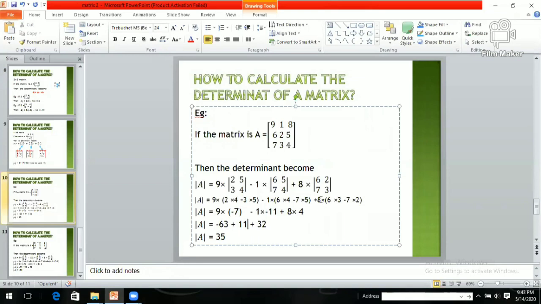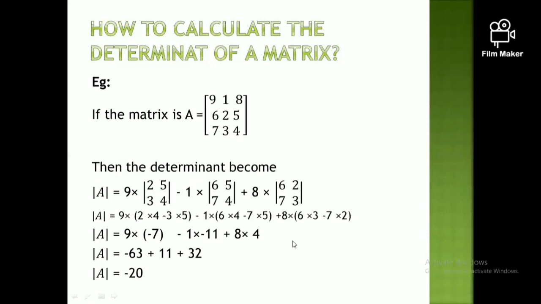Then you get the answer 8 into 6 into 3 is 18. 18 minus 14, 14 is 4. Then what would be the final answer? The final answer is minus 63 plus 11 plus 32. The final answer is minus 20. Minus 20 is the answer, right?